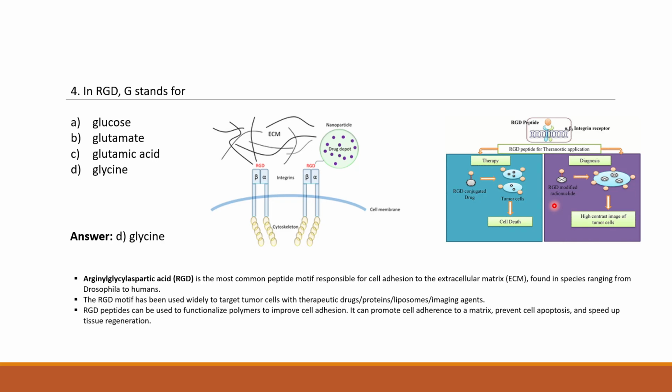Not only this, RGD peptides can also be used as functional polymers to improve cell adhesion. Like I told, this is your RGD which attaches with integrins, and on the other side it attaches with this ECM. So it helps in adherence of the cell, increasing it. So it can promote cell adherence to a matrix, prevent cell apoptosis or speed up tissue regeneration. So this is very useful in medical applications.